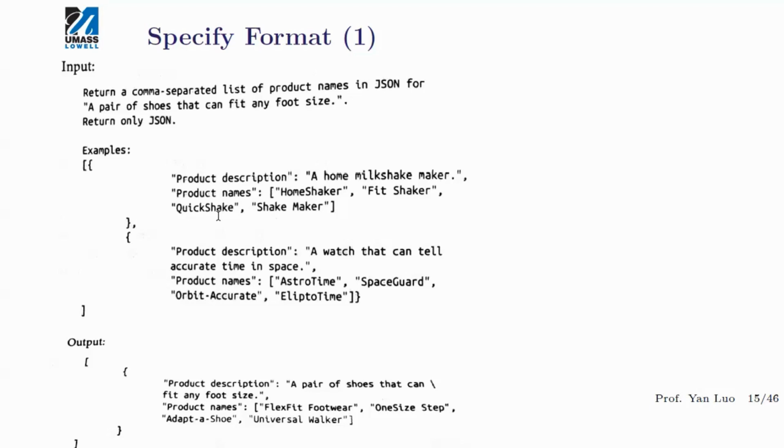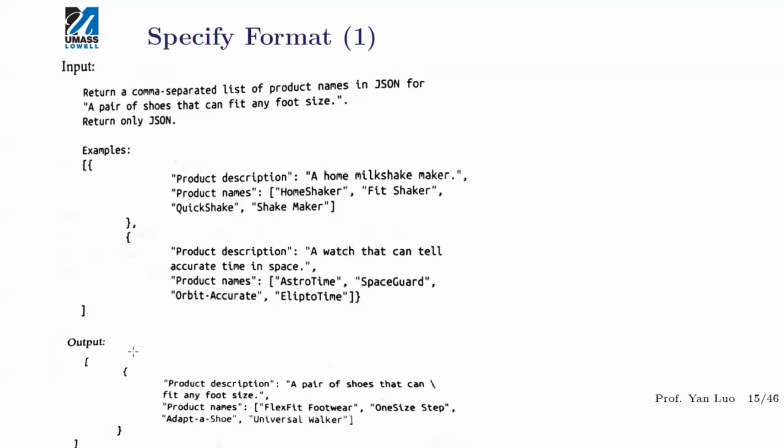Okay, about format, as I mentioned, JSON is the most popular, I would say, structured data format that can be used across platforms. So for this one, I want a comma separated list of product names in JSON format for a pair of shoes that can fit any foot size. And I say return only JSON. And I also include an example. This example of product description, home milkshake maker, and product names will be these four examples. And the second example is a watch that can tell accurate time and space, and I have some examples.